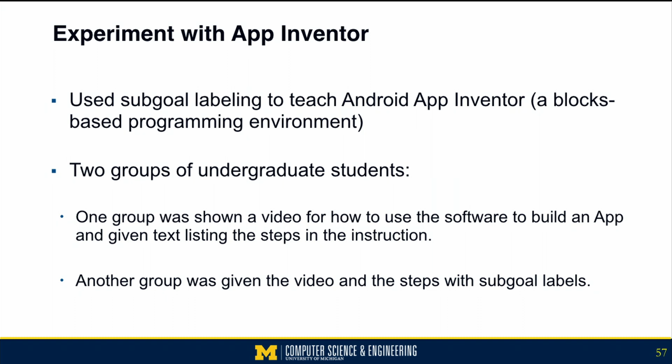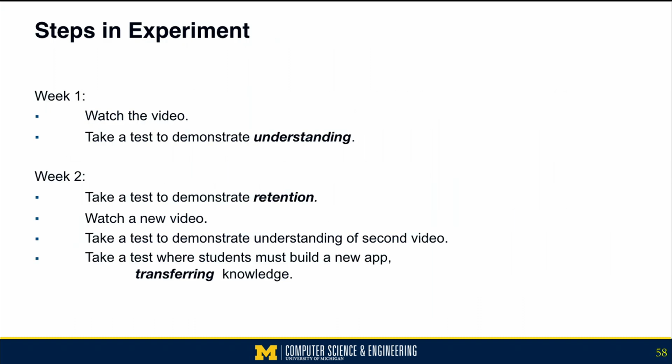There are 2 groups of undergraduate students. One gets those lists of steps and gets the video. Another group gets the video and steps with the subgoal labels inserted. And here's the outline for the experiment. First, students watch the video, either kind, and then take a test to demonstrate they understood it. Could they do the things that they just saw in the video? Go away for a week. Come back. Can you do the things that you saw a week ago?